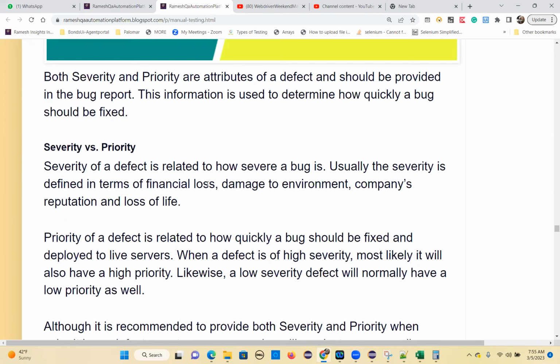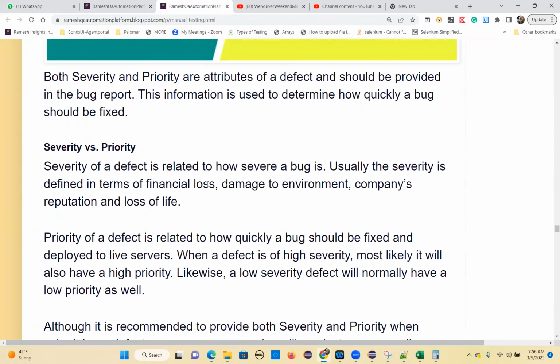So basically, how much damage the defect is doing to the business or to the application, based on that they will change the priority and severity levels. For example, if the release is next week and today your environment is not working, that's a blocker. The QA is not able to test. So that's a blocker bug, and they will mark it as a blocker bug or showstopper bug.